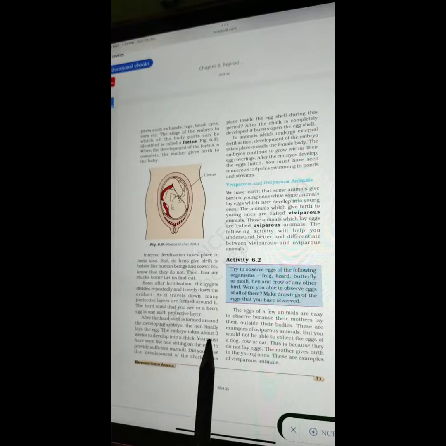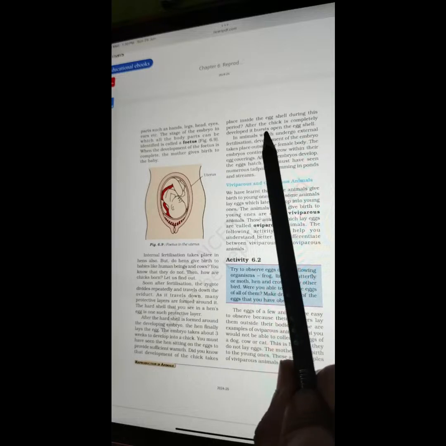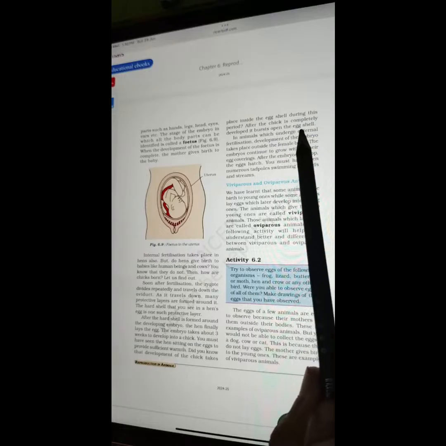The embryo takes about 3 weeks to develop into a chick. You must have seen the hen sitting on the eggs to provide sufficient warmth. Did you know that development of the chick takes place inside the eggshell during this period? After the chick is completely developed, it bursts open the eggshell.